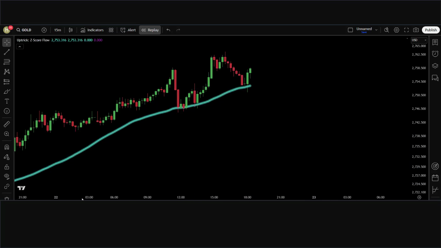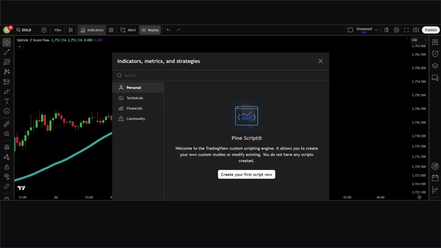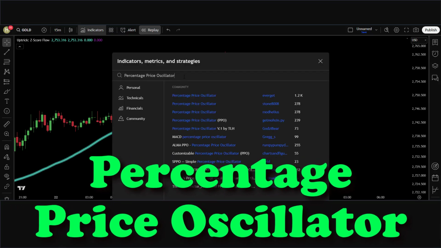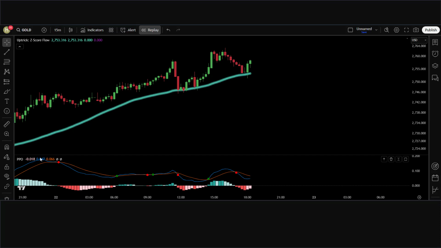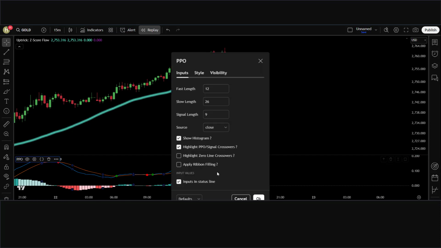After that we have to apply another indicator on the chart. Second indicator name is percentage price oscillator. Keep the indicator setting as I have shown here.